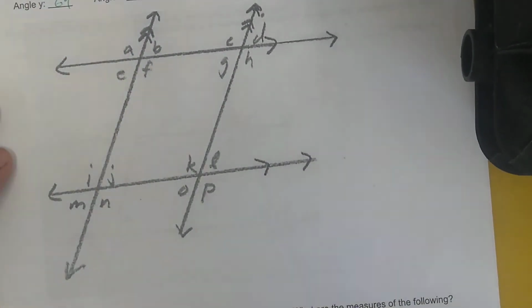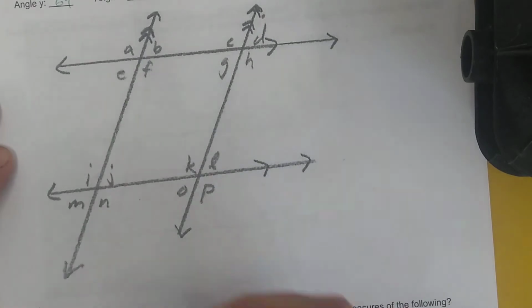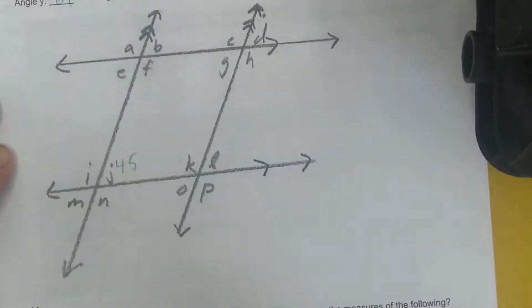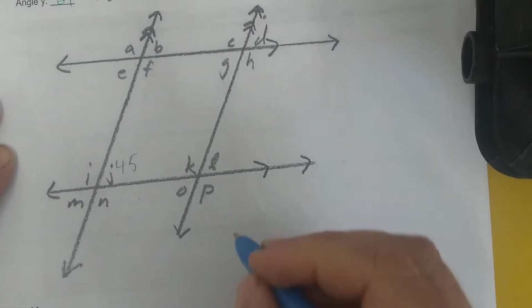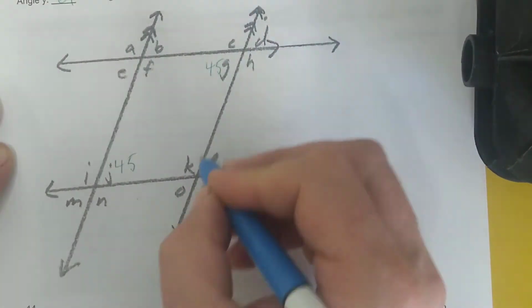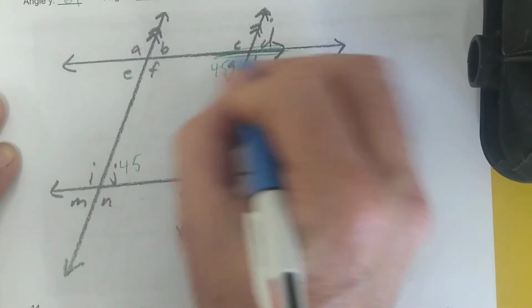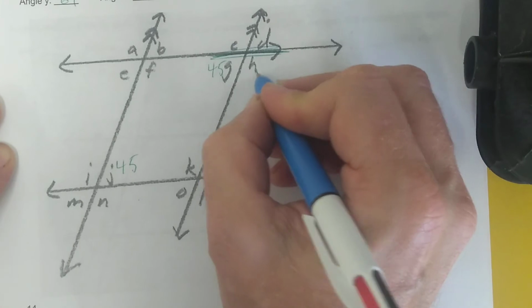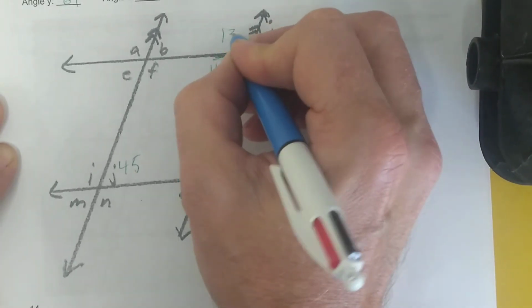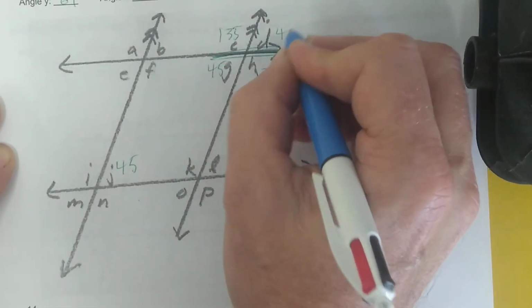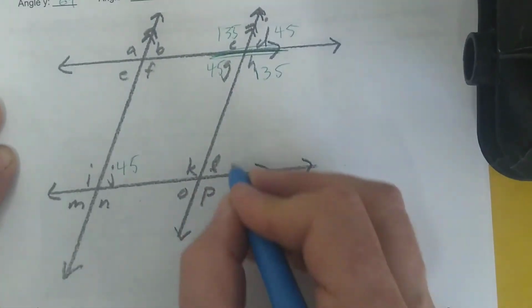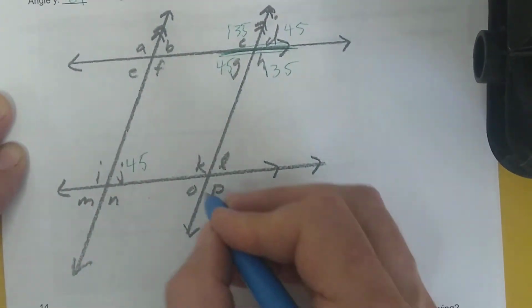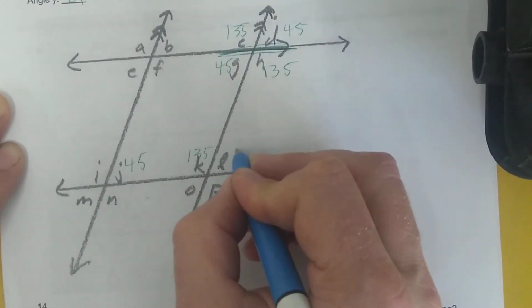Down here, I have two sets of parallel lines. And I tell you this one is 45 degrees. And I tell you that this G is 45 degrees. And that means these things, once again, have to add up to 180. So that's going to be 135. That's going to be 135. That's going to be 45. Down here, this set of parallel lines means all these have to be either 135 or 45.